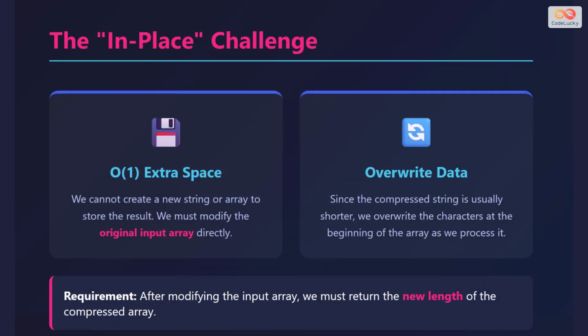The critical part of this problem is the in-place constraint. This means we are not allowed to create a new array to store the result. We must modify the input array directly. Because the compressed version is almost always shorter than or equal to the original, we can overwrite the data from the beginning of the array. We also need to return the new length of the valid data.